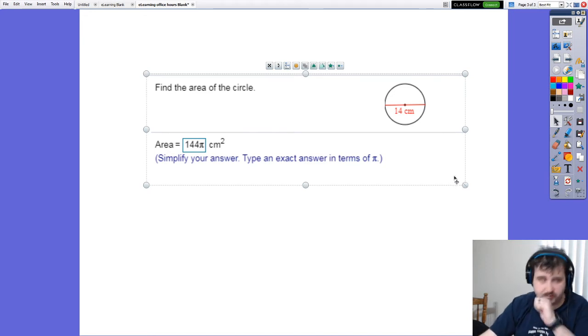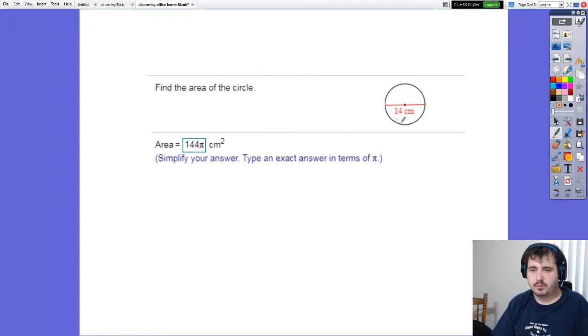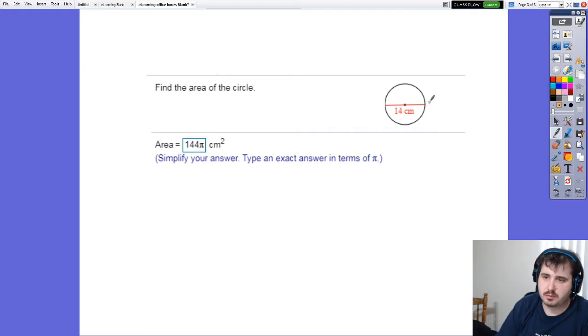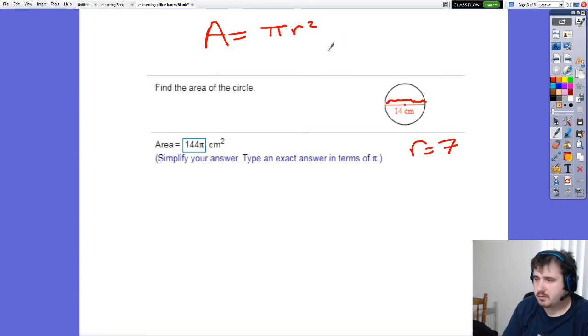Remember, for the area of a circle, we need to know what the radius is. Here, they give us the diameter. So if you see, the diameter here is 14. We only want the radius, which is half of that, right? So 7 for r in pi r squared.